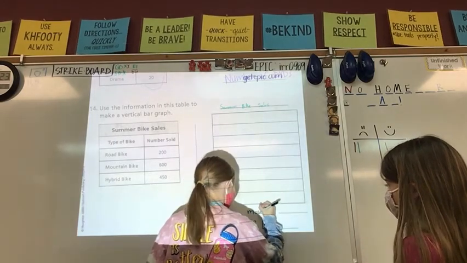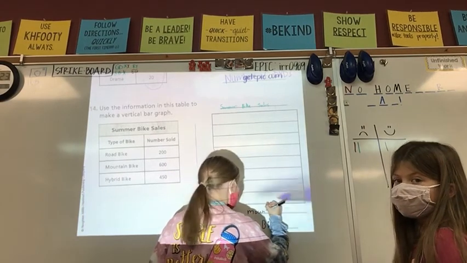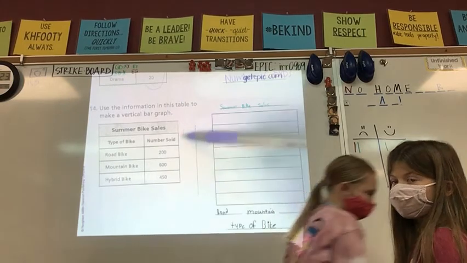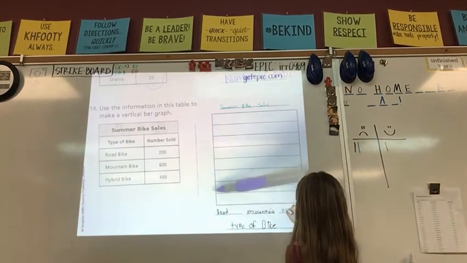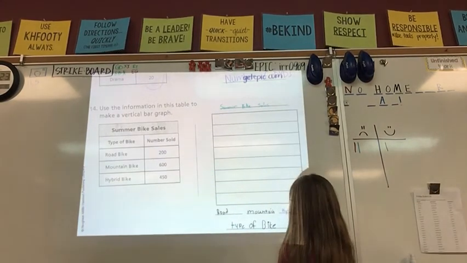So we're not quite done. We've labeled this side with the types of bikes, road, mountain, and hybrid. What information would go on the side of our vertical bar graph? Think about what we record on each line. Think about what that would be telling us.